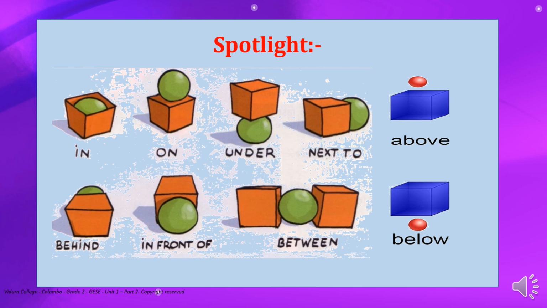So the first one is in, then you have the ball on the box, then the ball is under the box, then you can see the ball next to the box, then you have a ball above the box, then when you go to the next line you have a ball behind the box, then you have a ball in front of the box, and there is a ball between the two boxes, and there is a ball below the box. Okay, so this is very important. This spotlight is very important, so you have to remember this. Okay, darling, good.